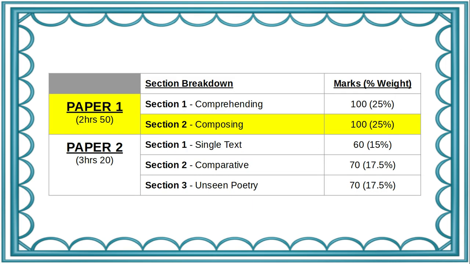So let's start with a short reminder on how each paper is set out. Paper 1 consists of two sections, comprehending and composing. Section 2 is what we will be focusing on, and you will see there that it is worth 25%, or a quarter, of your total English grade. This is why it is so important to prepare for this section as much as you physically can.